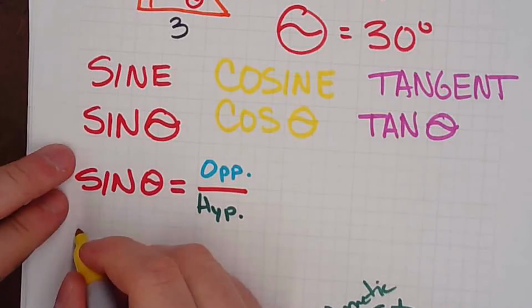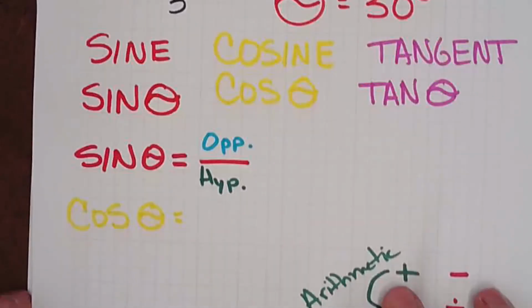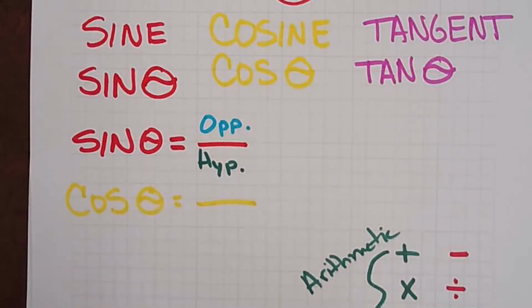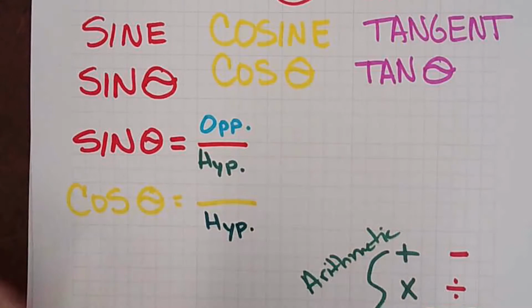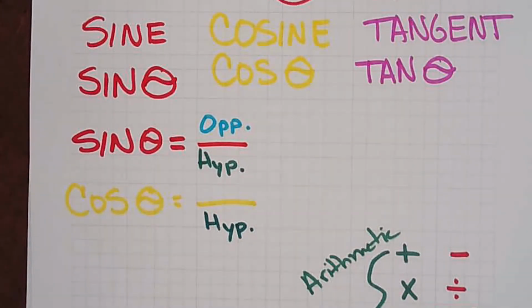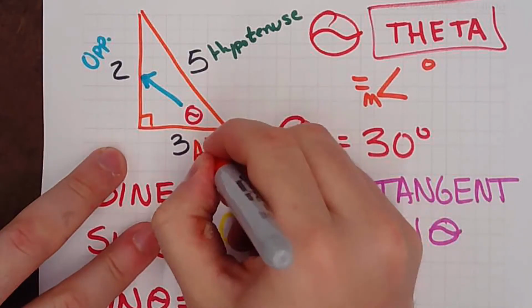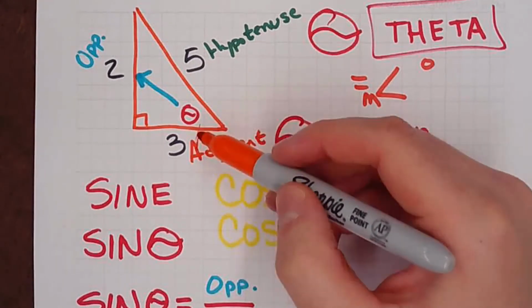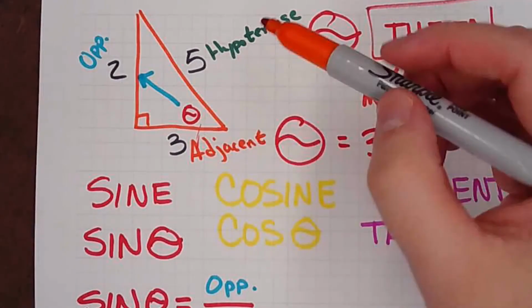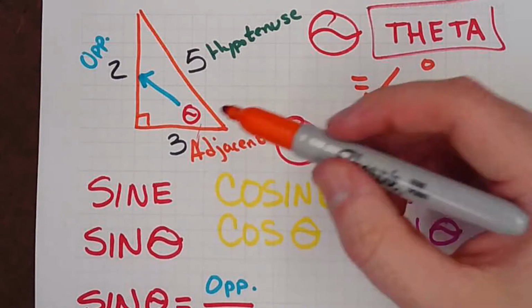Cosine, on the other hand, is very similar to sine, as you might imagine. It also has hypotenuse on the bottom. But instead of opposite, what do you think it has? This side right here. We're going to call that the adjacent side, because it is next to theta. You might say, well, this guy's next to theta too. That's true, but he gets a special name because it's a right triangle. That's the hypotenuse. Okay? So adjacent means next to.